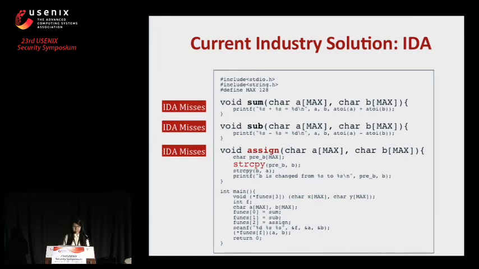We also look for answers from the current industry solution, IDA. We compile another example, which is essentially a calculator, with GCC -O3, and we found IDA failed to identify all three calculation functions. Especially, IDA failed to identify the function assign, which is a vulnerable one that you can exploit by buffer overflow. In fact, later on we will see that IDA actually fails to identify, and falsely identifies, a large number of functions. This led us to investigate the function identification problem.